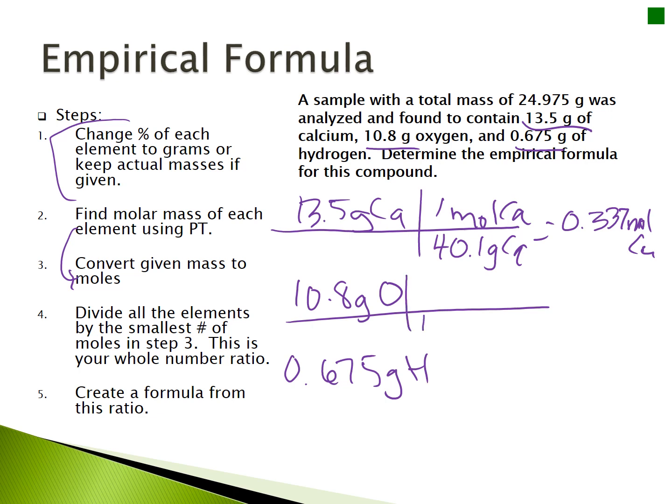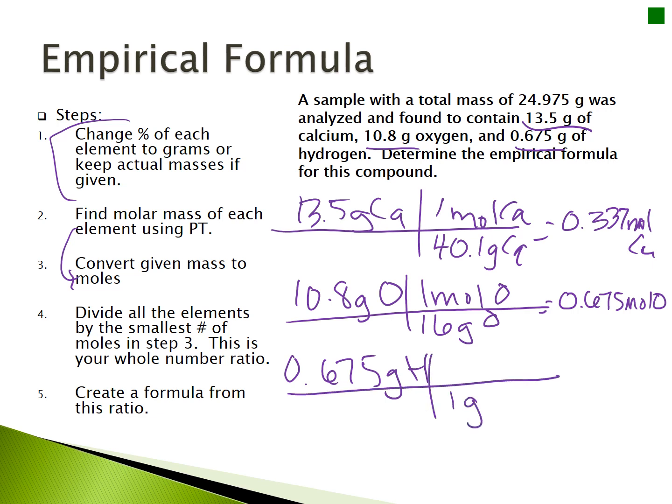So you're going to use 16 grams of oxygen for every 1 mole of oxygen. That equals 0.675 moles of oxygen. And then we're going to convert the hydrogen, which is 1 gram of hydrogen for every 1 mole of hydrogen, and so we get 0.675 moles of hydrogen. Now step 4 is to divide all the elements by the smallest number of moles that you found in step 3. In step 3, I found 0.337, 0.675, and 0.675. So I'm going to divide all of them by 0.337, since that's my lowest number.